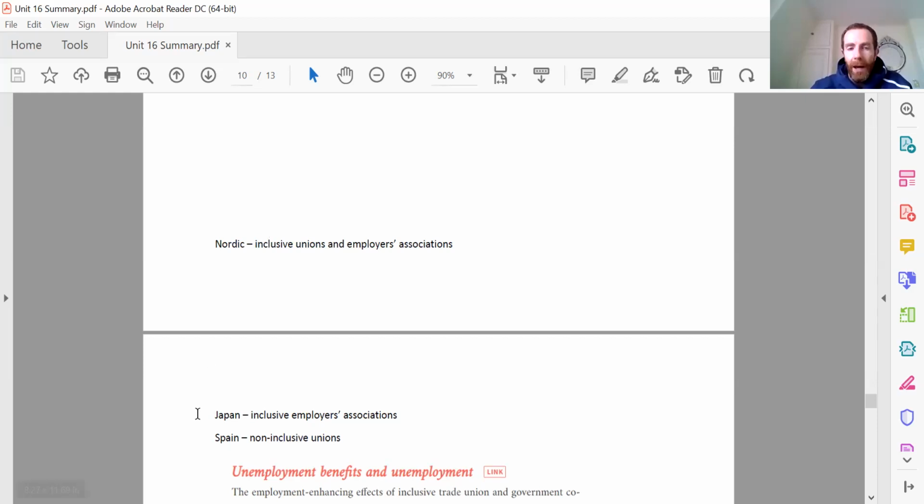Now Japan and Spain, a couple of differences. So Japan, although we wouldn't say that there's a very strong union system, we'd say there are very inclusive employers associations. So on the firm side, they're much, much better about making sure that they treat the workers quite well. And so Japan has positive outcomes because of very inclusive employers associations.